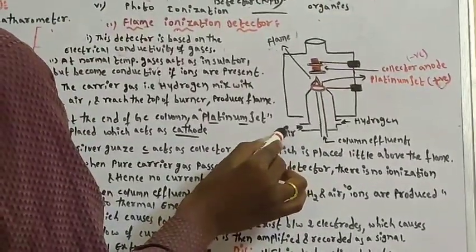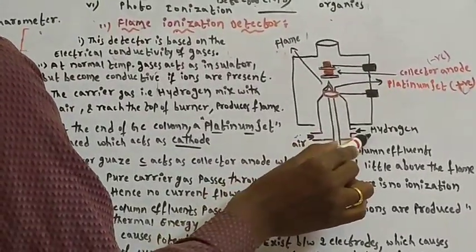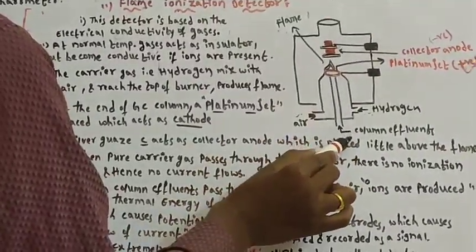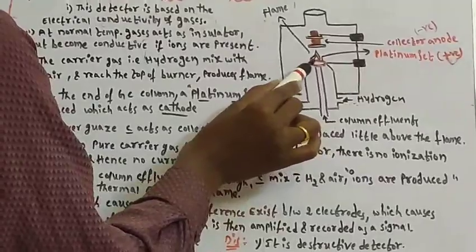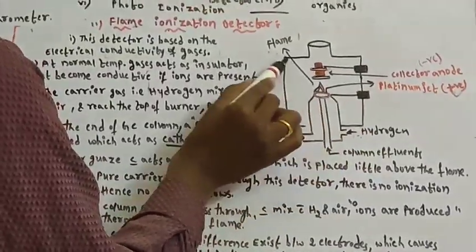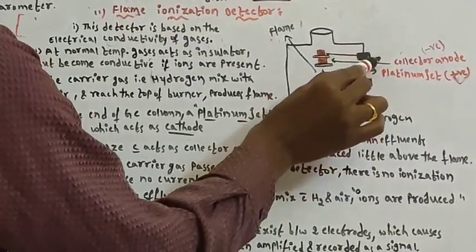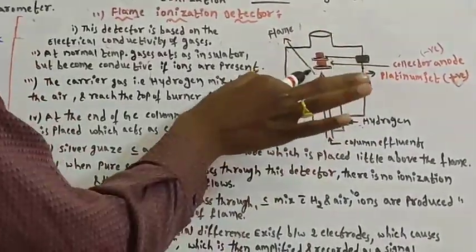Here, by this way air or oxygen passes, and by this way hydrogen passes. This is the column. Column effluent will pass through this column, and this is the platinum jet. And this is the flame, and this is the collector anode. This is one electrode, the platinum jet. This is the other electrode. And this is the flame.